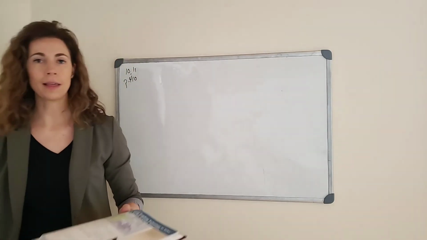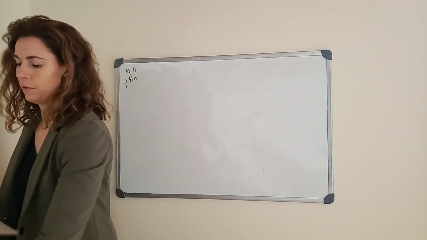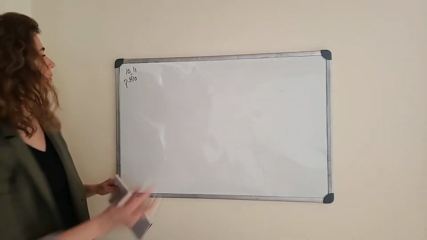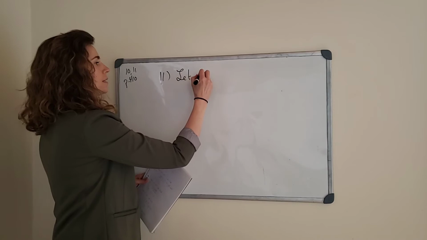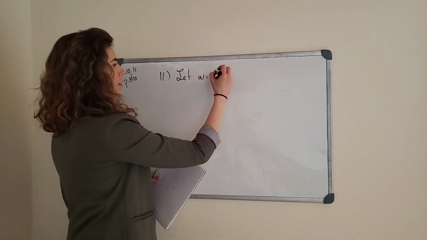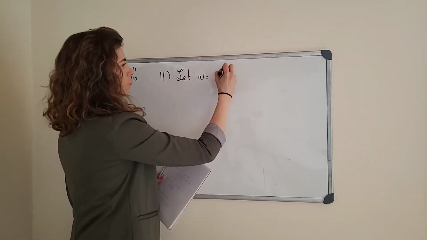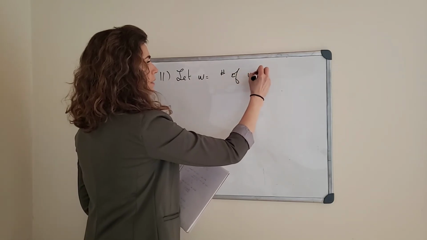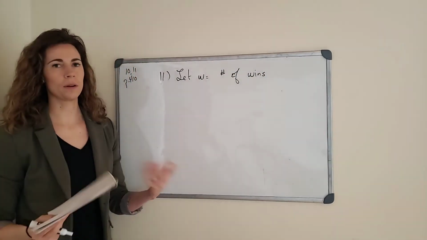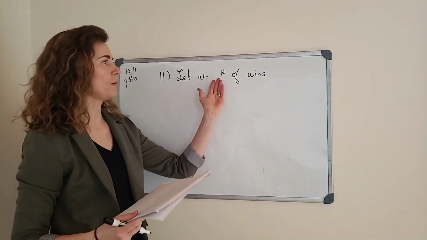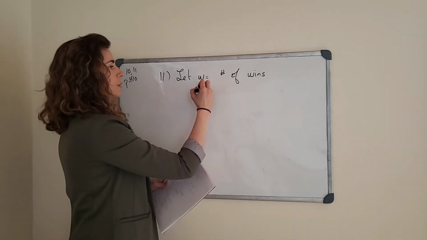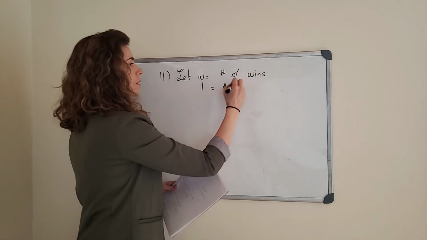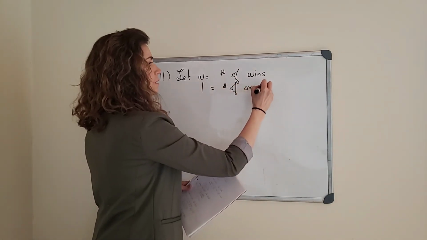All right, again, look at that last sentence for clues for what you're going to use for your let statement. Okay, so let's go ahead and do that. Let W represent our number of wins. You'll notice sometimes I'm a little lazy, like putting a number. You can write out the word number, right? It doesn't matter to me. All right, and then I'm going to do L equal the number of overtime losses.